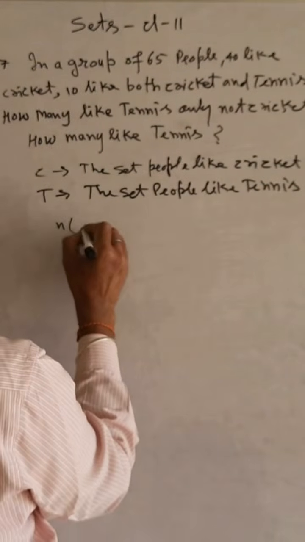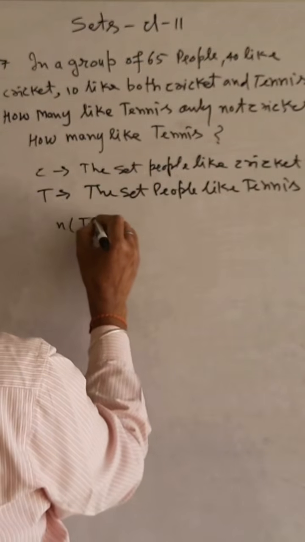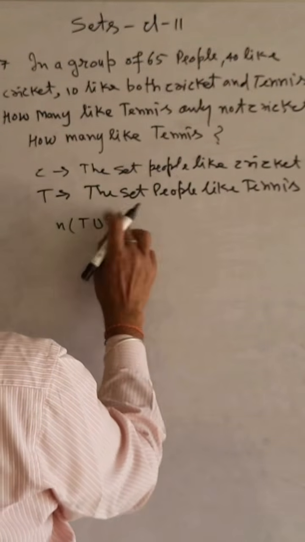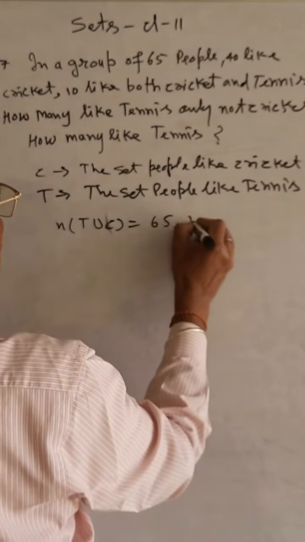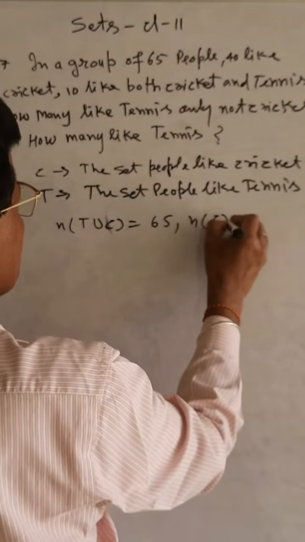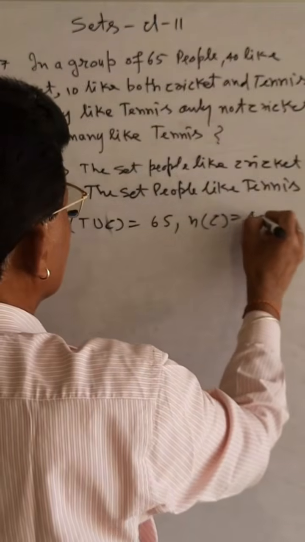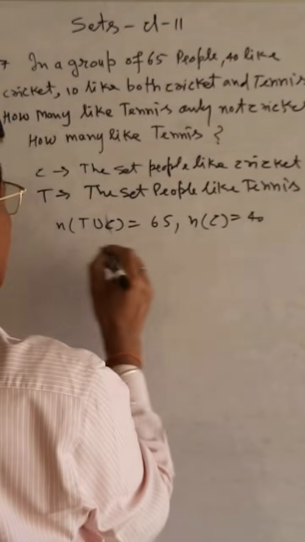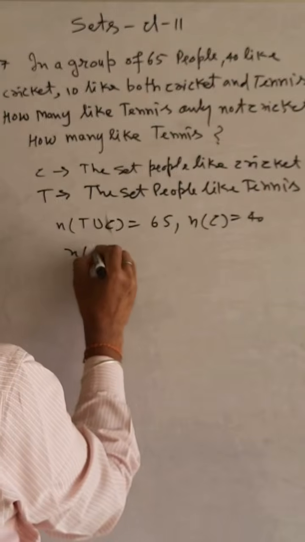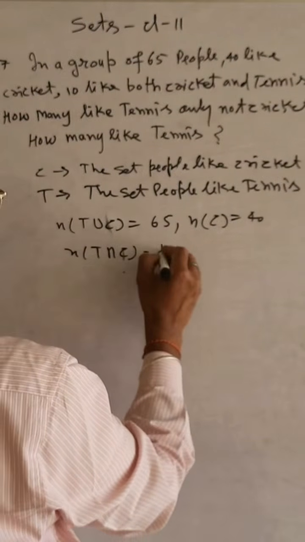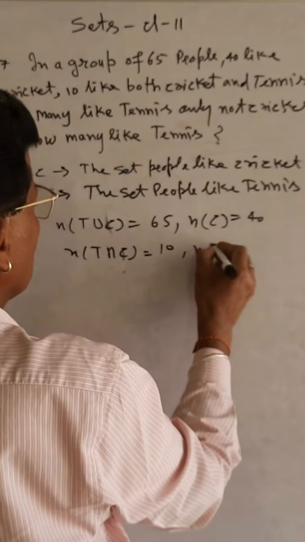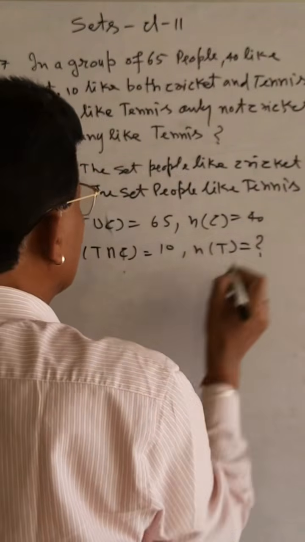Number of people who like tennis or cricket, that is the union, is 65. Number of people who like cricket is 40, it is given. And number of people who like tennis and cricket both, that means the intersection, is 10. Number of people who like tennis, you will have to find out, my dear student.